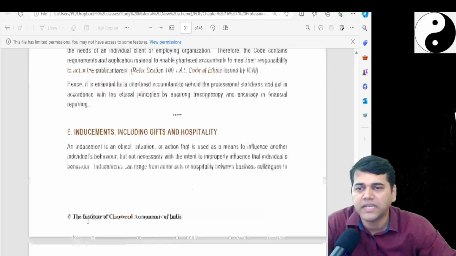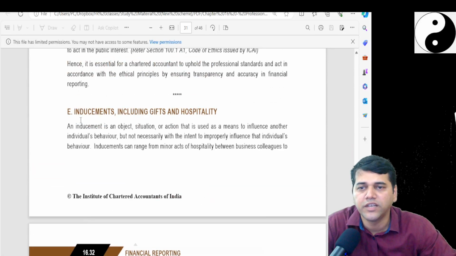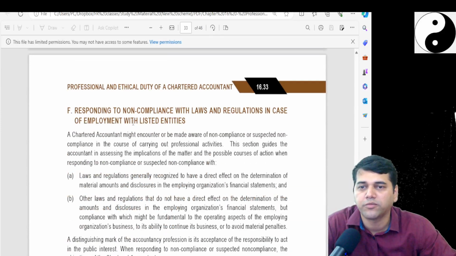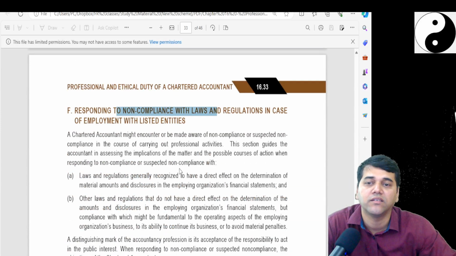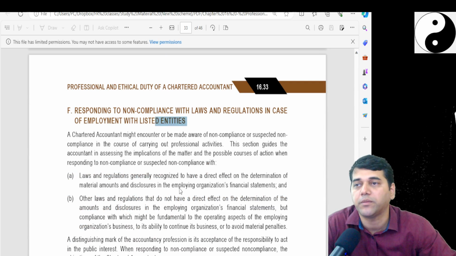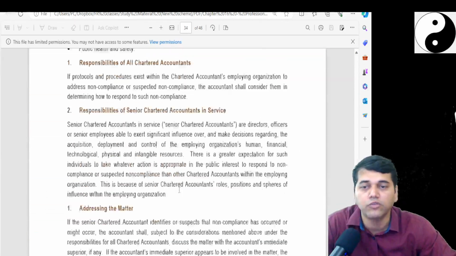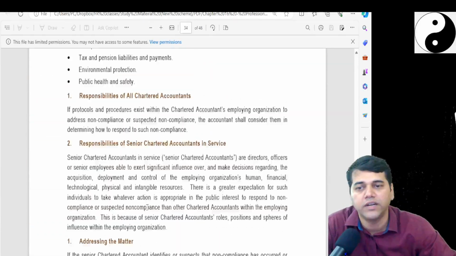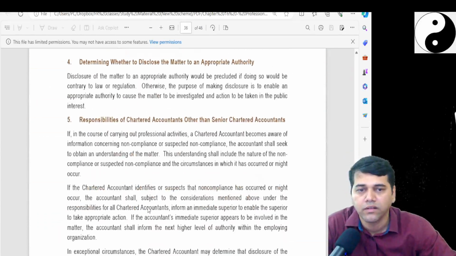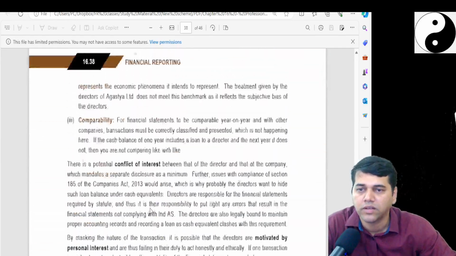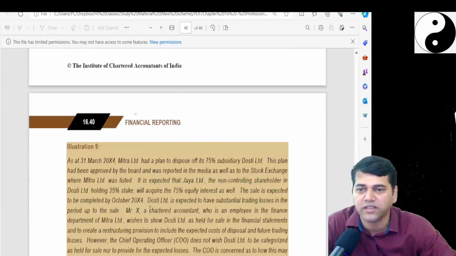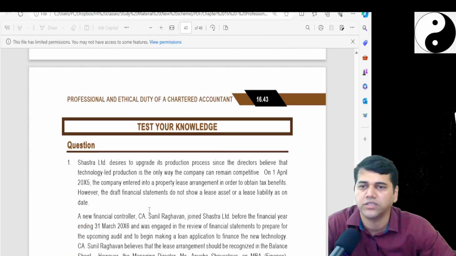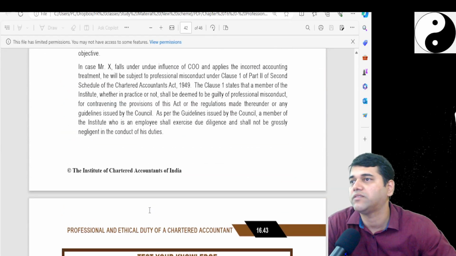Okay, now inducements, gifts and hospitality may be offered to you. Okay, responding to non-compliance, non-compliance with laws and regulations. In case of a listed entity, if you are an employee of a listed entity, how you should address non-compliance. Again, this in audit we have discussed. These are all things covered in audit also. Okay, so there is one more. I think 8 or 9 illustrations are there. Yeah, total 9 illustrations and one test your knowledge.